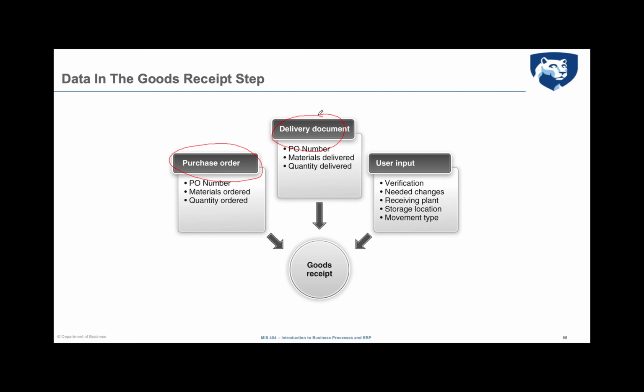And then, of course, there are also some user activities that need to be done, which are verifying that everything is correct and changing anything that needs to be changed. So there is some user input that needs to be provided in order to conclude the goods receipt process.